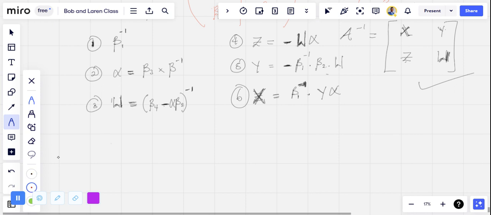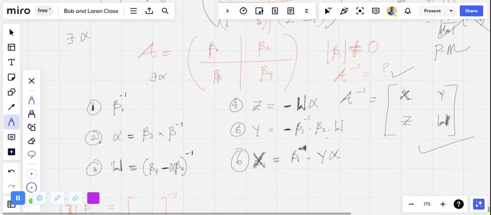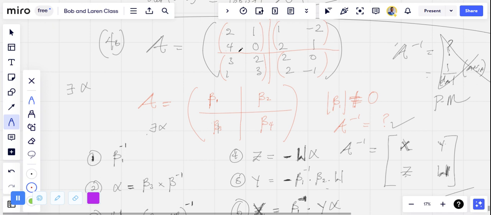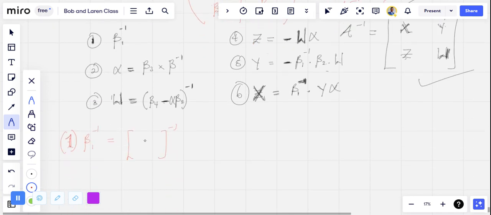Now let's start with step one. Step one says find beta 1 inverse. That means I want to look for the inverse of beta 1. So let's go and look for beta 1. What's beta 1? 2, 1, 4, 0. Look for the inverse of that.